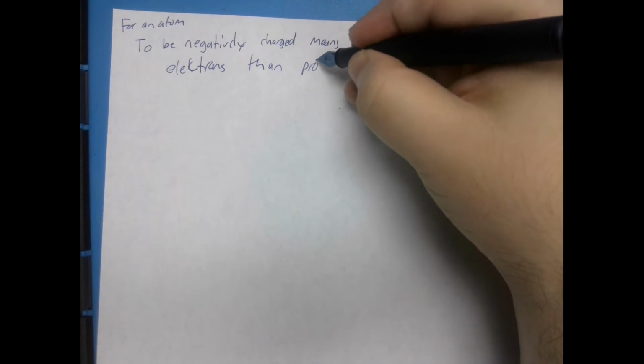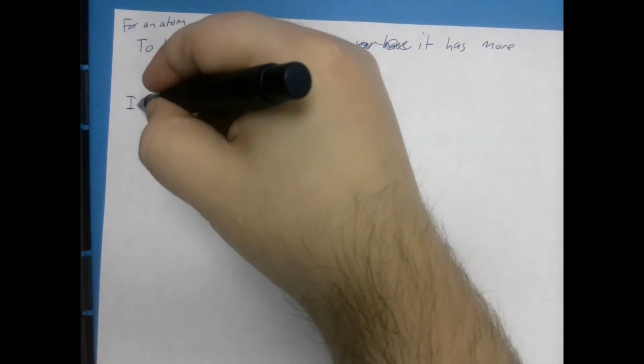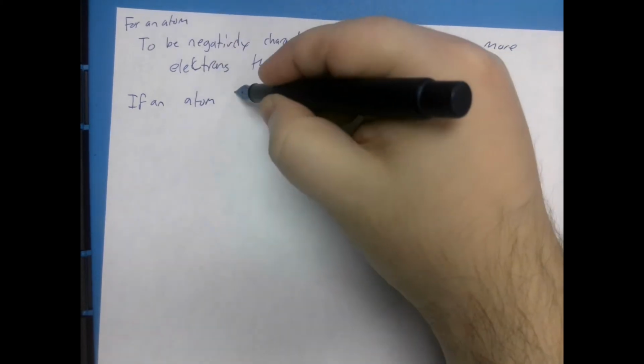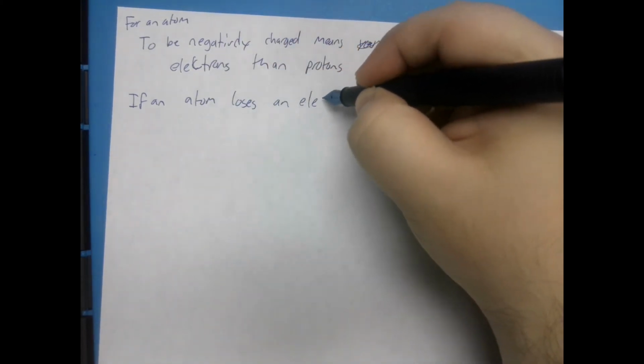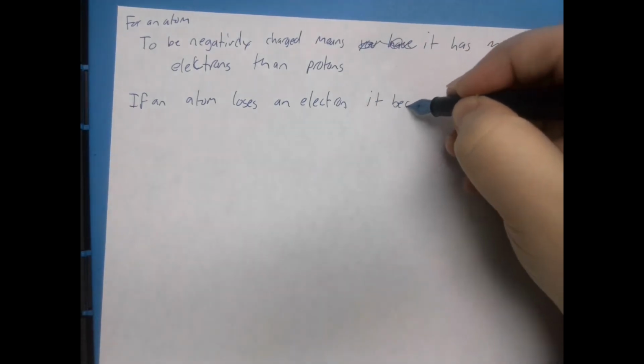So to be negatively charged, for an atom, means it has more electrons than protons. If an atom loses an electron, it becomes positively charged.